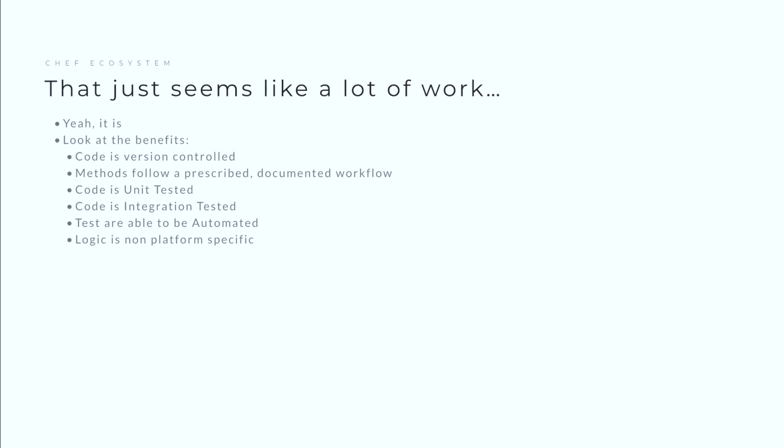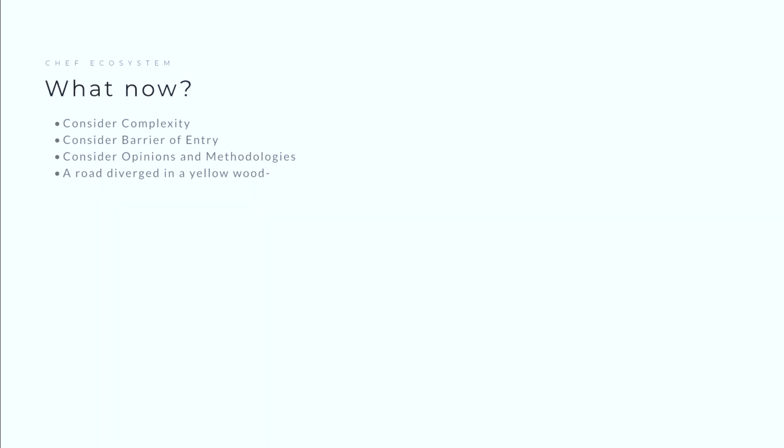But there are a lot of benefits that come with this way of using Chef. Version control, you're using a prescribed and documented workflow that's available in the community. You know that your code is unit tested, it's been integration tested. A lot of this stands to be automated, however you choose to do that. And the logic itself isn't specific to a platform, it's just the sub-components of recipes that may be specific to a platform. So like, what now?